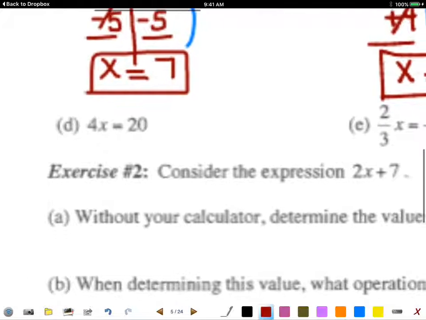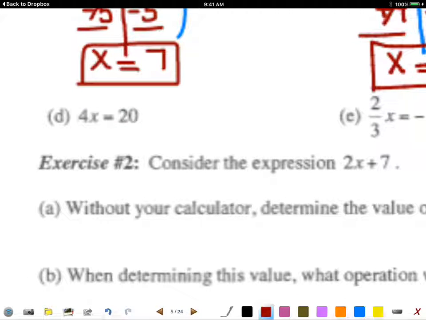Now, look here. Look at 4x. What is happening to the x? It's being multiplied by 4. What is the inverse of multiplication? Division. So we are going to divide by 4.